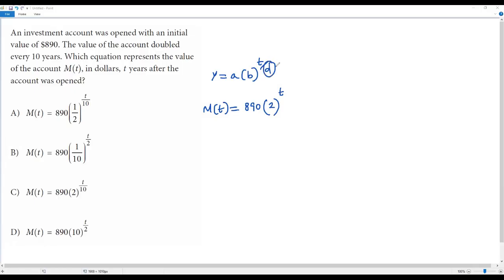And I said this D is the frequency of the time period. That is how often the value is getting changed. That is, in this case, how often the value is getting doubled. The information says that the value of the account doubled every 10 years. So this value 10 we have for D over here. We can plug in 10 for D. Here I got the exponential model which represents the given scenario. We find this equation, I mean this function, in answer choice C. The correct answer choice for this question is C.